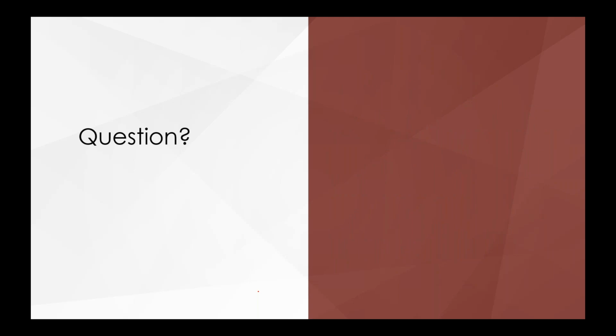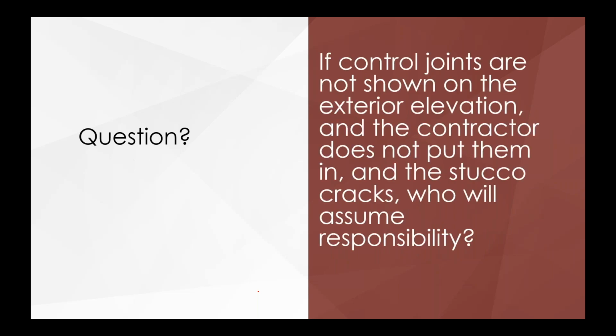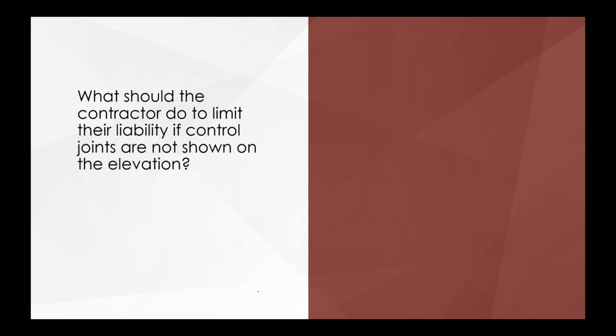So, question for you. If control joints are not shown on the exterior elevation and the contractor does not put them in and the stucco cracks, now you've got some consultant out there who's going to assume the responsibility for no control joints? Most of you guys know that answer, it's going to come right back to the contractor. Okay, so what do you do if you're the contractor? You want to limit your liability with control joints.